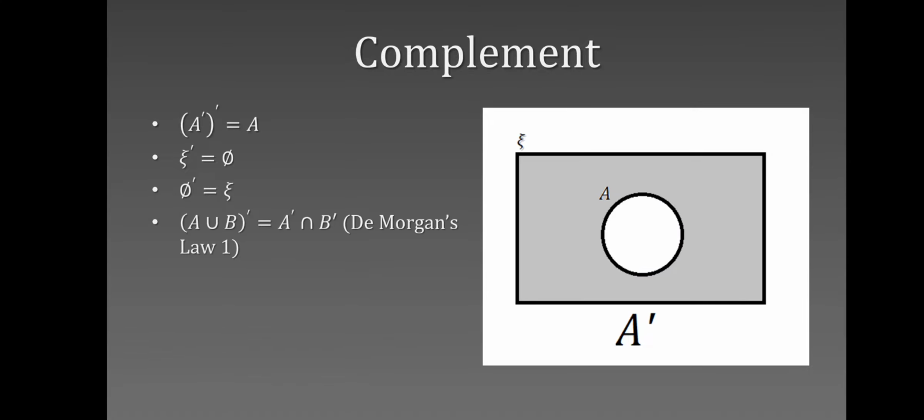Next, now complement, union, and intersection combined have properties. They are called De Morgan's law, and the first one is (A union B) complement is equal to A complement intersection B complement. So union changes into intersection and the sets become complements. So this is the first one, and obviously the second one is (A intersection B) complement is equal to A complement union B complement. So these are De Morgan's laws.